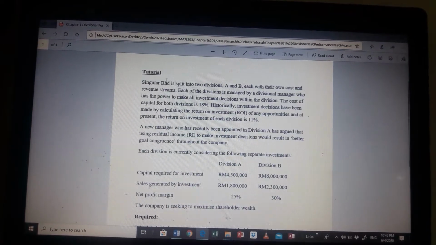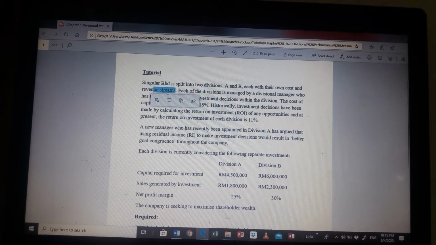So Singular Berhad is split into two divisions, A and B, each with their own cost and revenue stream. So that means, remember that divisions are divided into three: cost center, profit center, and investment centers. If a particular division has its own cost and revenue streams, that means it is a profit center, because revenues minus cost equals profit.